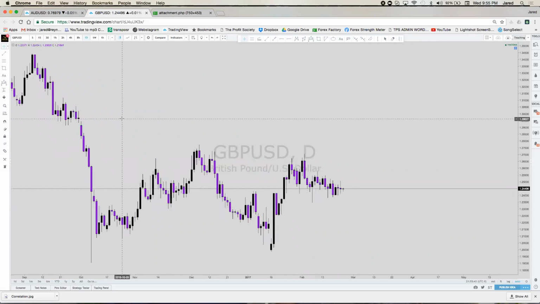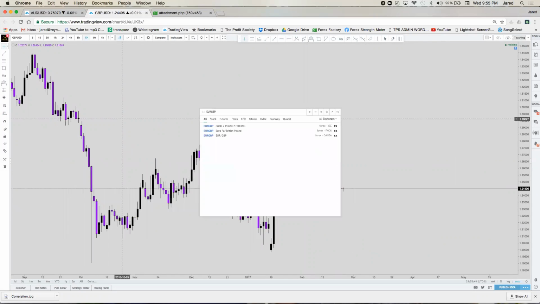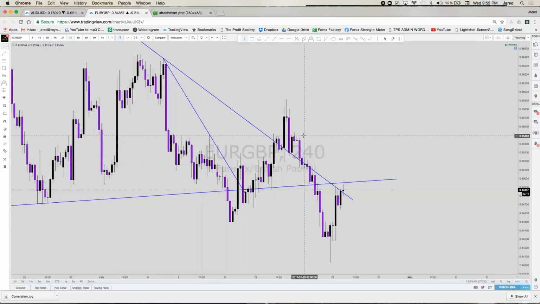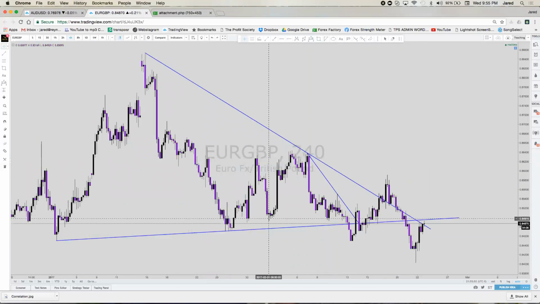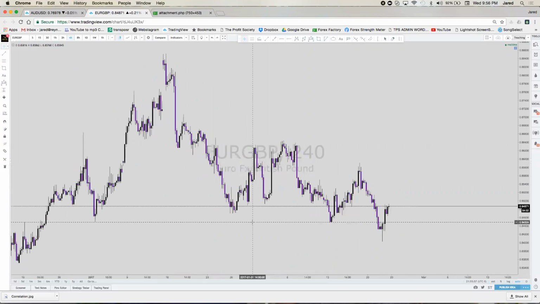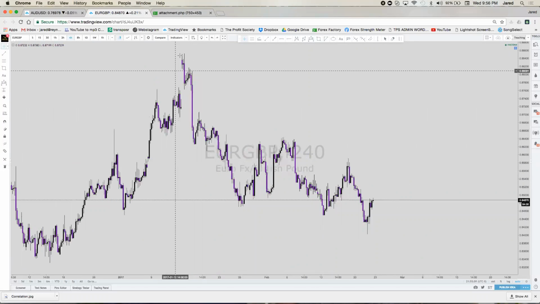Yep, exactly. Euro GBP. Euro's been weak, so I'm assuming this fell. Let's see, 4 hour. Yep. This is old. I haven't looked at this pair in a long time. Gap City ball.